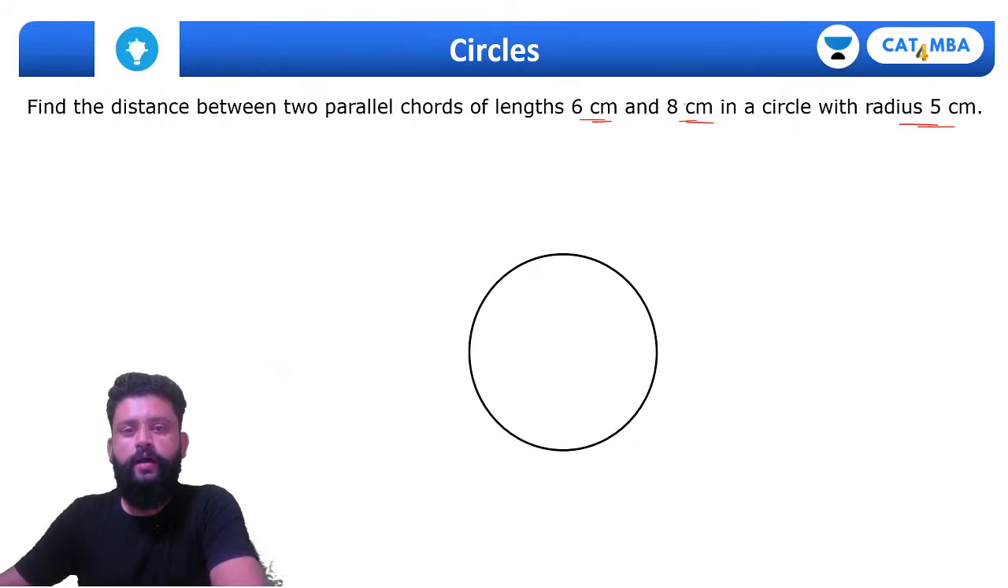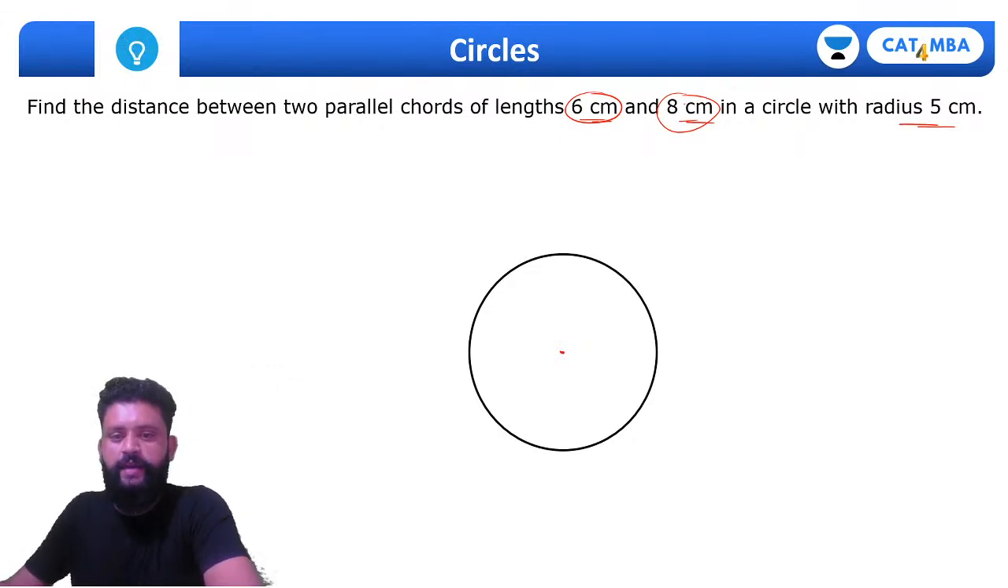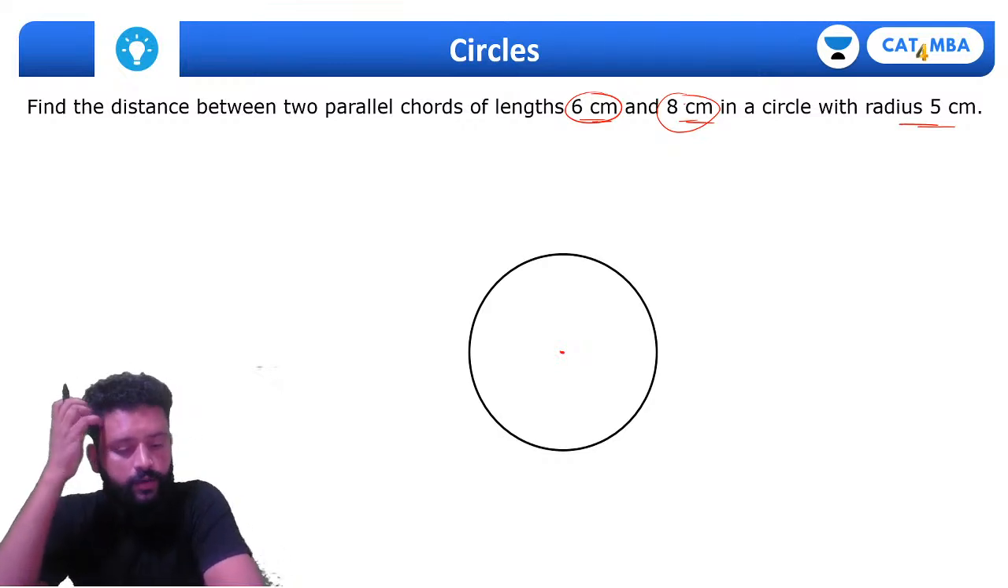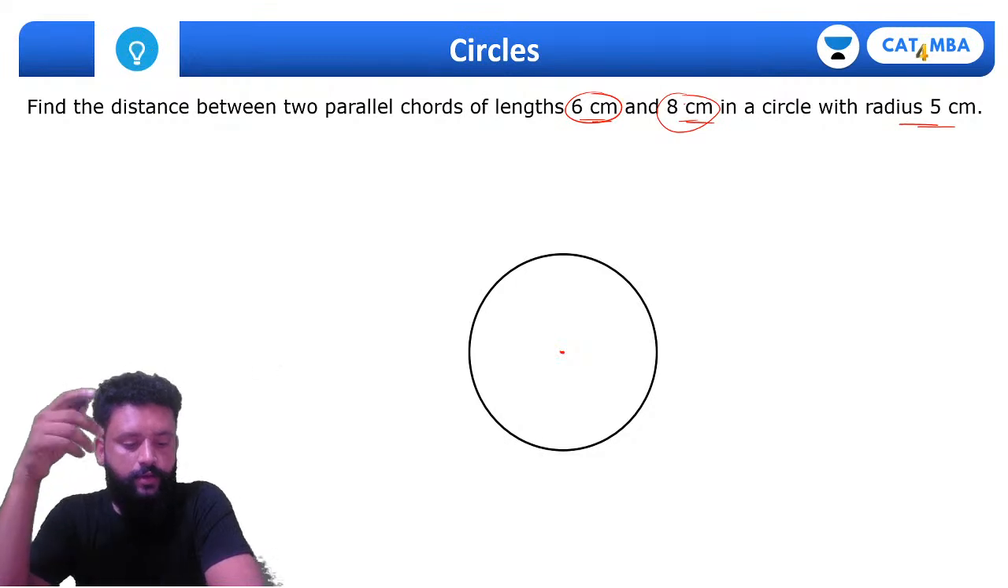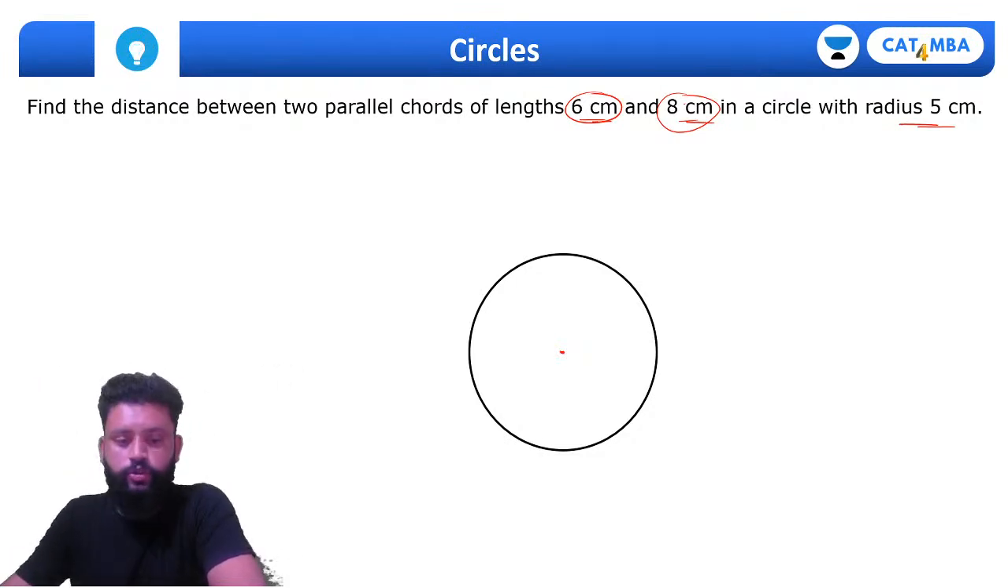So guys, the chord of length 6 centimeter has a smaller length, so it will be farther, and the 8 centimeter one will be a bit closer, right? The radius of the circle we know is 5 centimeter, so the diameter must be 10. Okay Shekhar, tell me, are you getting the answer?